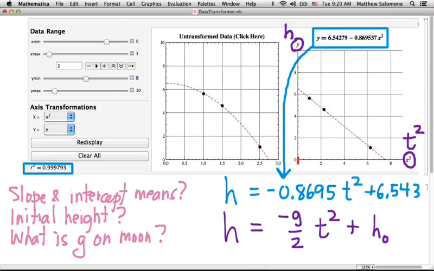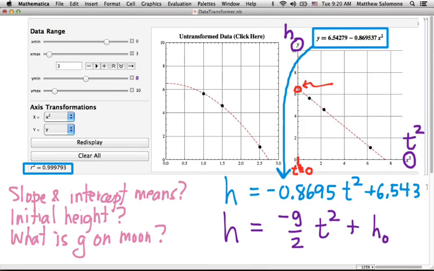Sure. One way to think about our initial height in context is that it's the height at which our object is at time t equals 0. And when t is equal to 0, t squared is also equal to 0. So we're looking for the vertical intercept of this graph. And that vertical intercept happens right there. And what number is that?